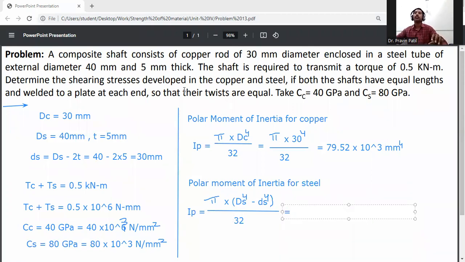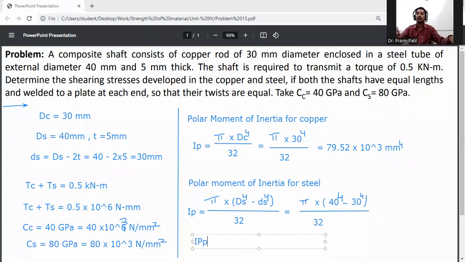So it is pi in bracket, external diameter of steel, which is given, 40 raised to 4 minus 30 raised to 4, divided by 32. We will get the polar moment of inertia for steel. IP is equal to pi into 40 raised to 4 minus 30 raised to 4, divided by 32.